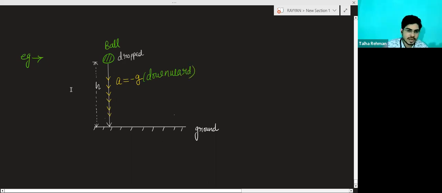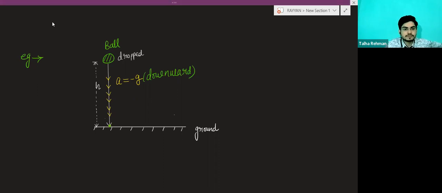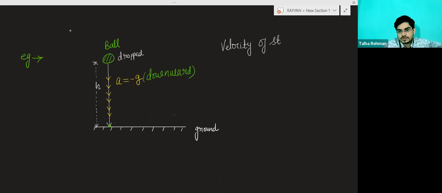Very good. And this ball is dropped from a height h. Okay, no problem. Suppose they are asking the velocity with which the ball will strike the ground. Velocity of striking of the ball with the ground. Can you try to find out the velocity of striking of the ball with the ground?